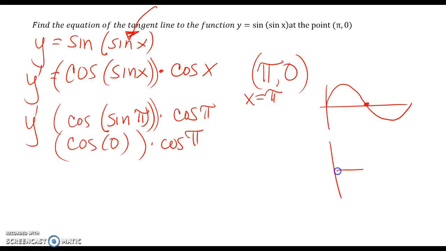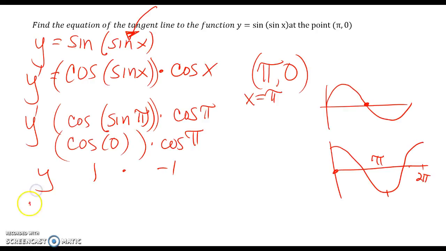Well, let's draw our cosine. Here's 0, here's pi, here's 2 pi. Cosine of 0 is 1. Cosine of pi is negative 1. So the slope, y prime, equals negative 1. That's the slope of this line at this point.